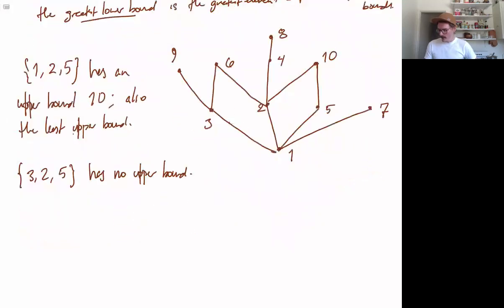What about the subset 6 and 10? Does this have any lower bounds? It does. So 6 and 10, what are the elements that are less than both of them? Well, 2 is less than both of them. And 1, in particular, since it's less than 2, is less than both of them. And those are the only things. So it has lower bounds, 2 and 1. So 2 is the greatest lower bound.